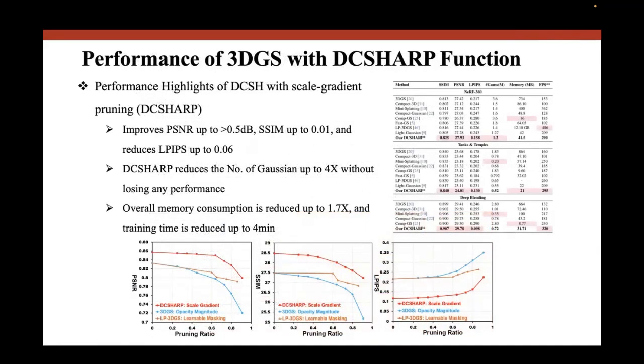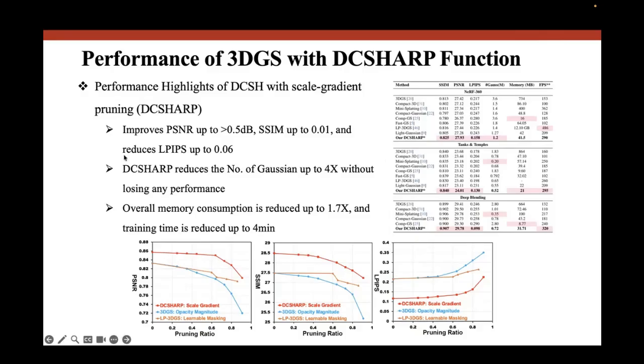Then we also compare the performance of DCSH ARP, which is 3DGS with shape-aware pruning, with SOTA 3DGS pruning works. We observe that in comparison to the recent state-of-the-art LightGaussian and LP-3DGS based pruning works, our DCSH ARP improves PSNR by 0.5 dB, SSIM by 0.01, and reduces the LPIPS by up to 0.06. On top of that, it reduces the number of Gaussians by up to 4x without losing the performance. And overall, from end to end, it reduces the memory consumption by 1.7x and training time by up to 4 minutes.